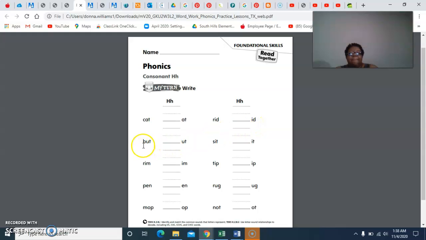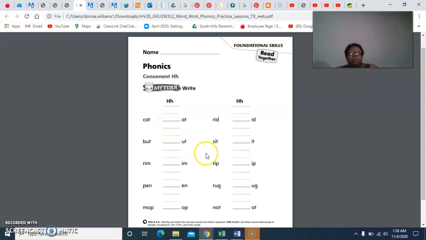Next one, b, t. And sometimes you may have to say it over and over to see if you can figure out the word. So this one was but. If we have the H here, we have hut, and if you notice, they rhyme. So these are rhyming words. So all you have to think about is changing the first sound.